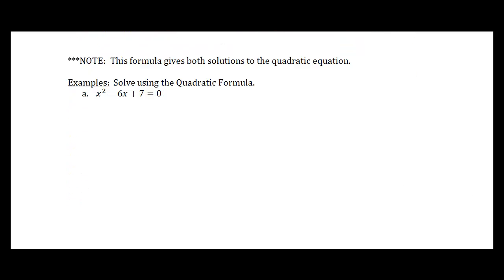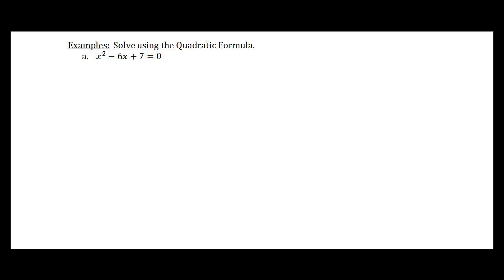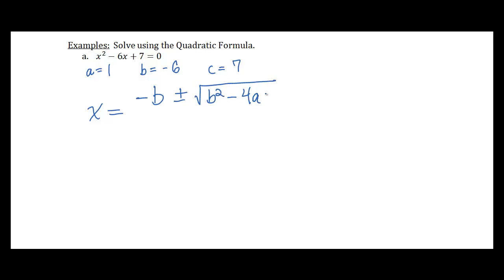This first example says solve using the quadratic formula. I have x squared minus 6x plus 7. In this example, I have my a, b, and c in the right form. Whatever is in front of the x squared is a, so a is 1, b is negative 6, and c is 7. Now I'm going to write down my formula: x equals negative b plus or minus the square root of b squared minus 4ac all over 2a.